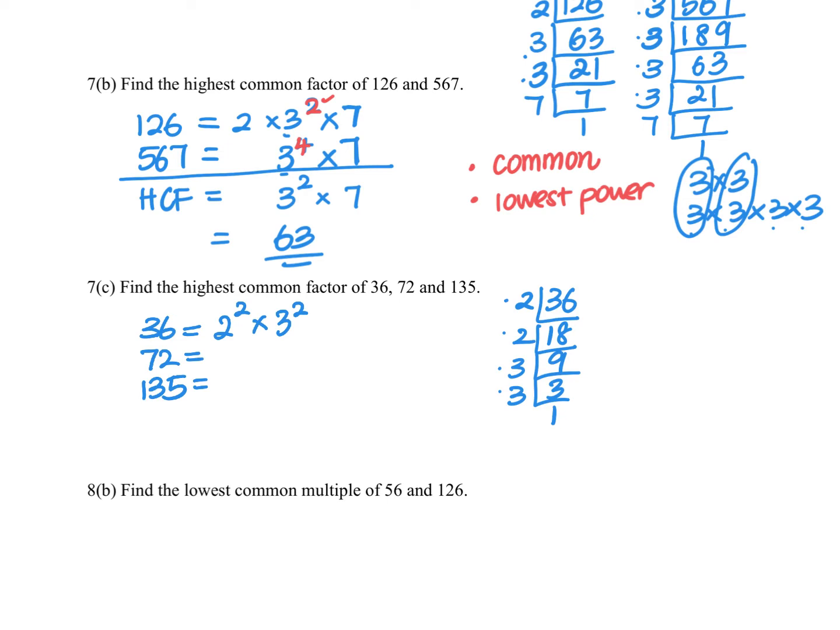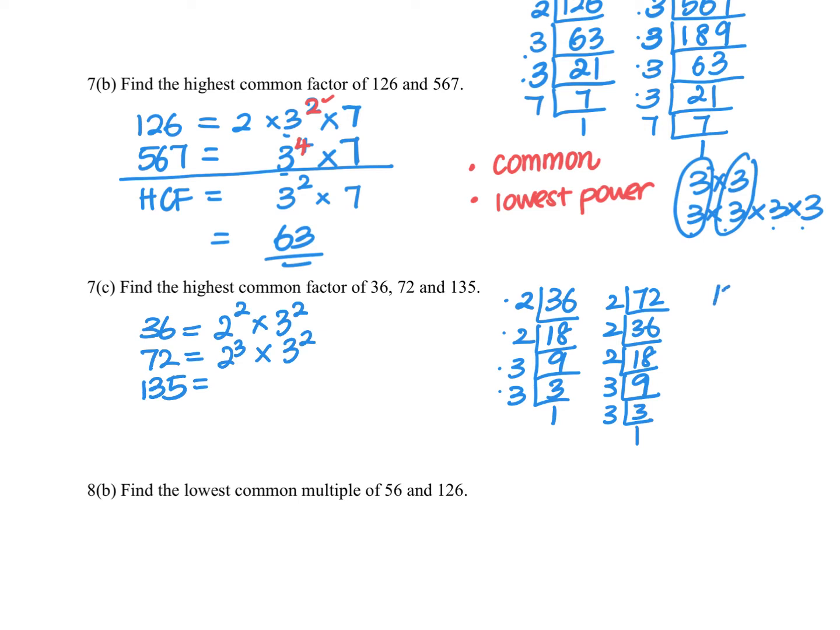Okay, and what about 72? In exam, you may not have time to do this, so you need to use your calculator wisely. You divide by 2, you get 36. Divide by 2 again, you get 18. Divide by 2 again, you get 9. Divide by 3, you get 3. Divide by 3, you get 1. So you get 2 to the power of 3 times 3 squared.